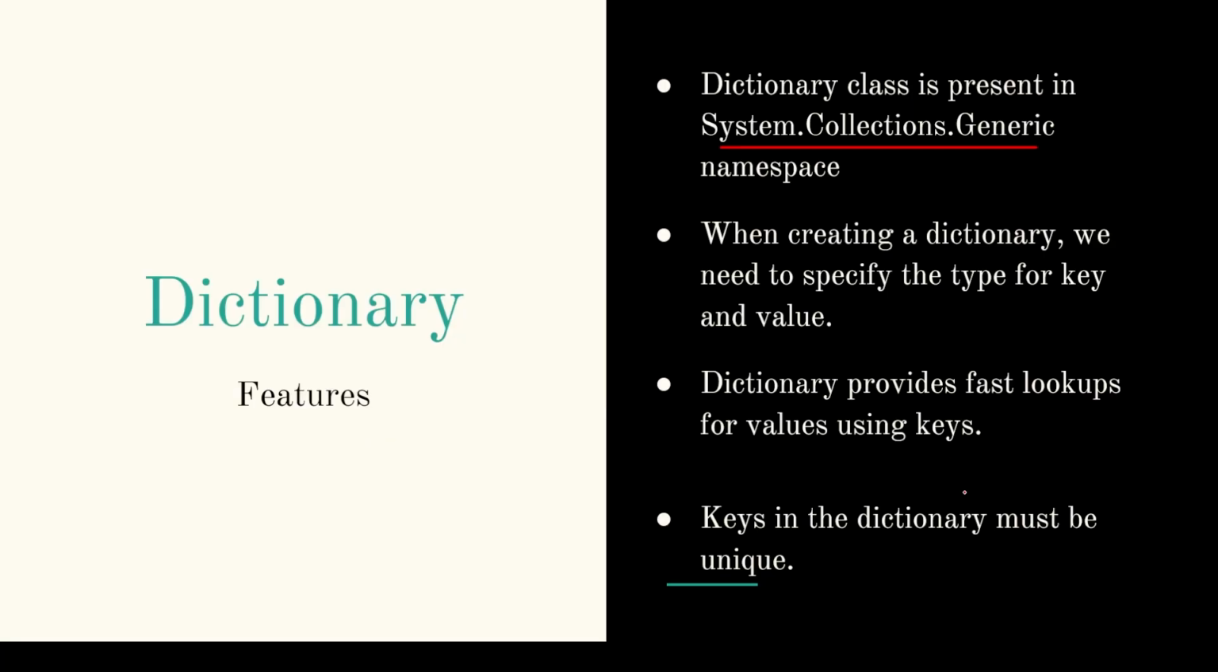Because of this, a dictionary provides fast lookups for values using keys. Keys in a dictionary must be unique. We have seen that we cannot provide a duplicate key in a dictionary.